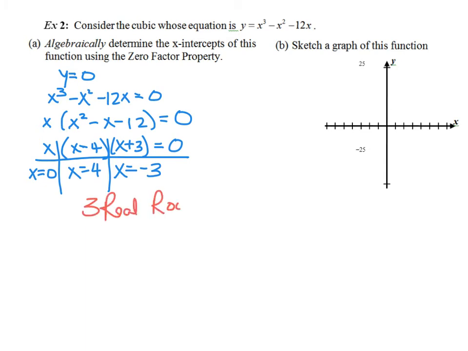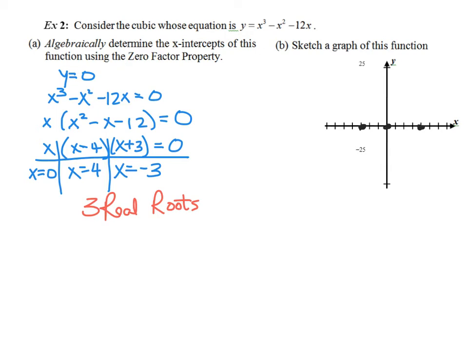So on my graph, I'm going to graph these x-intercepts. So let's see here. At 0, I've got an x-intercept. At 4, I've got an x-intercept. And at -3, I've got an x-intercept. Now, this says sketch a graph of this function, so it's not necessary for us to enter it into our graphing calculator.